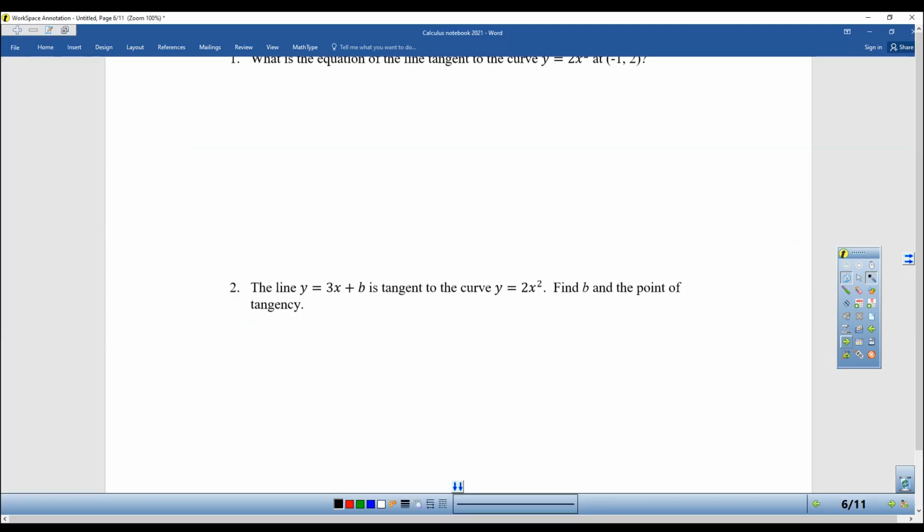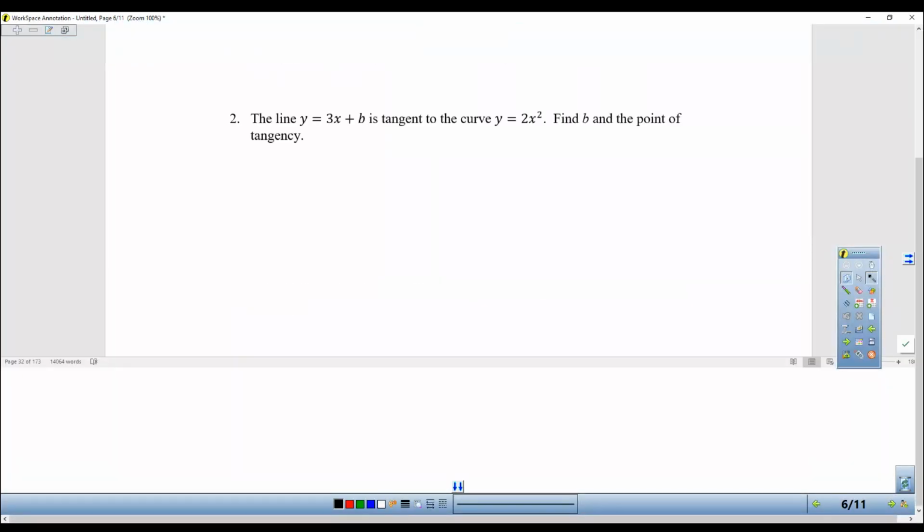Let's do another one. The line y is equal to 3x plus b is tangent to the curve. Oh, same curve. So let's quick draw it. So 1, 1, 2, 1. Same curve. It's a parabola facing up. And instead of being 0, 0, 1, 1, it's 0, 0, 1, 2 because of that 2 in front. And it says y is equal to 3x plus b is tangent to the curve.